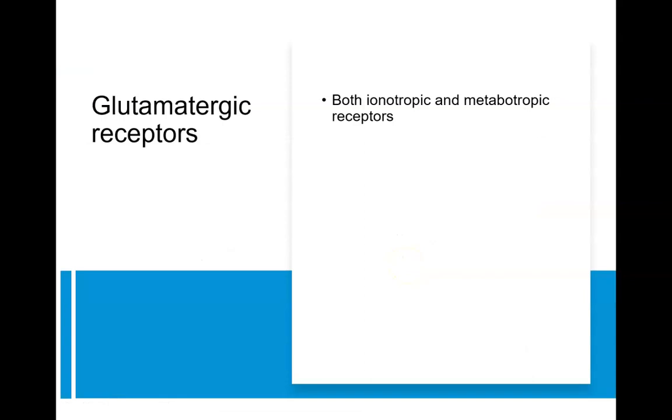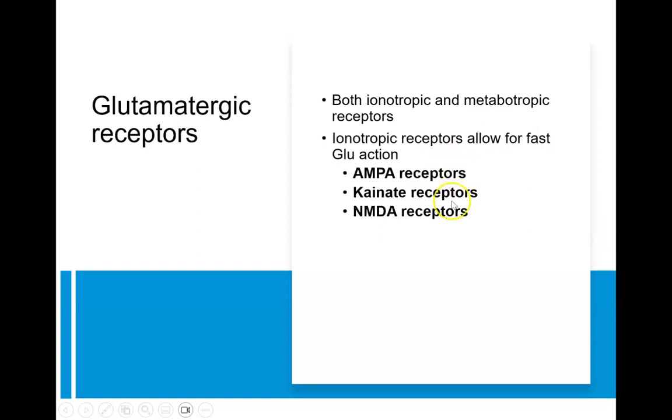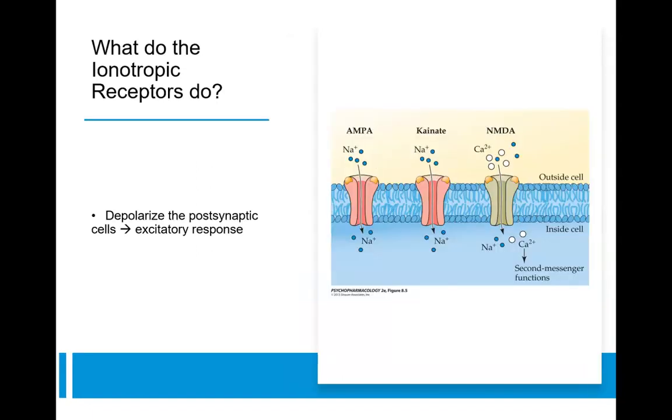So when we talk about glutamate, we have ionotropic receptors and we have metabotropic receptors. So the ionotropic receptors are going to allow for very fast glutamate action. Now, your book does mention a few of the metabotropic receptors, but we are largely going to talk about these 3 receptors. We're going to talk about the AMPA receptors, the kainate receptors, and the NMDA receptors. So what do the ionotropic receptors do? They basically depolarize postsynaptic cells and thus generate an excitatory response.